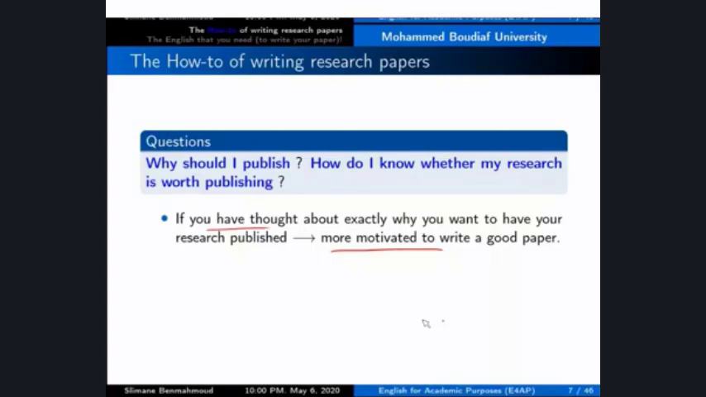The two questions are that the participants have to answer them in the form of Facebook comments. The first question is: why should I publish my research? How do I know whether my research is worth publishing?